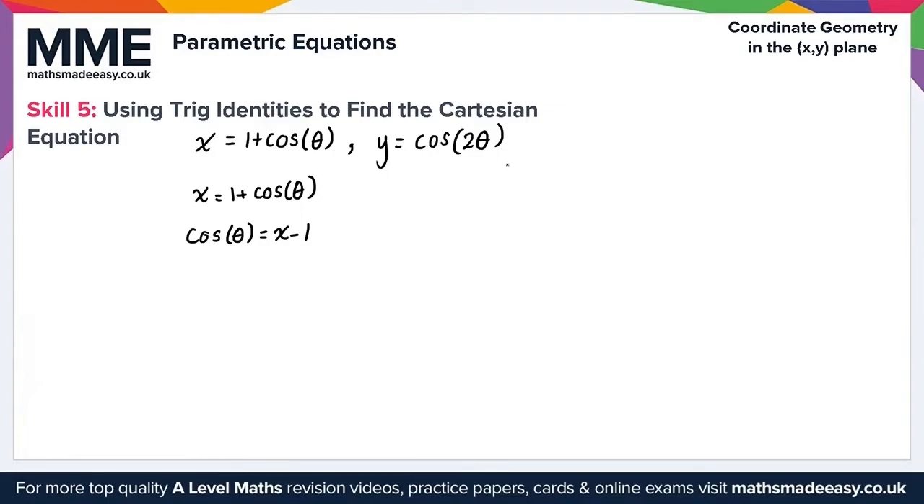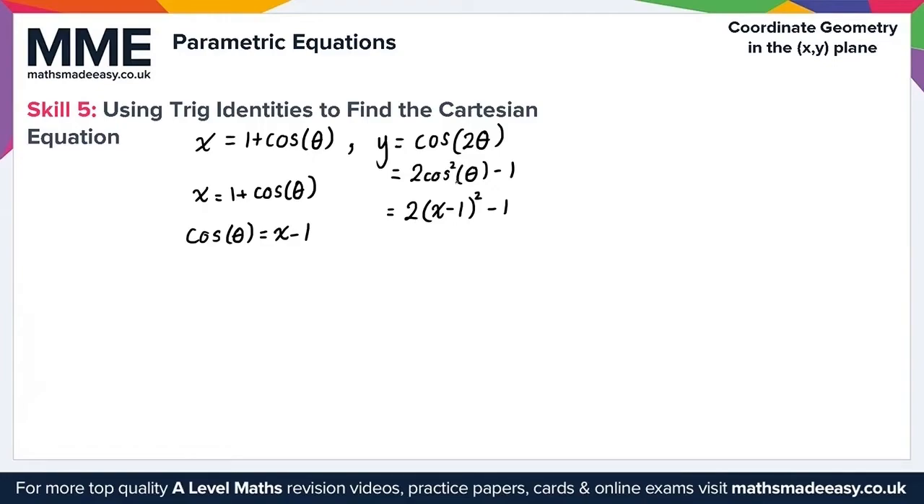And we know our identity here for cos of 2 theta, which we can write as 2 cos squared theta minus 1. Now if we know cos theta is x minus 1, that means we can write this as 2 lots of x minus 1 squared, minus 1.